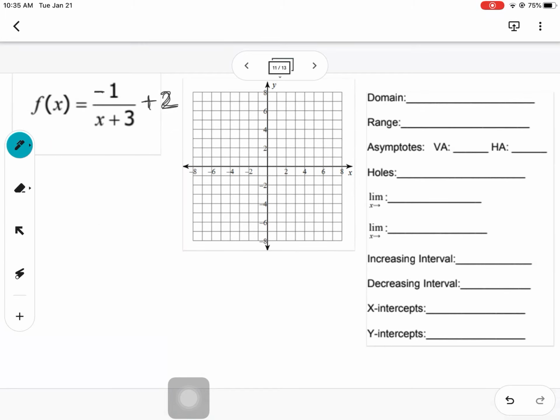Okay. So again, I find my vertical and horizontal asymptote first. Your vertical comes from your excluded values or from your h value. Your horizontal comes from your k value. So my vertical here is at x equals -3, and my horizontal is at y equals 2. Again, today there are no holes, and I am going to go ahead and draw this. So x equals -3, y equals 2.